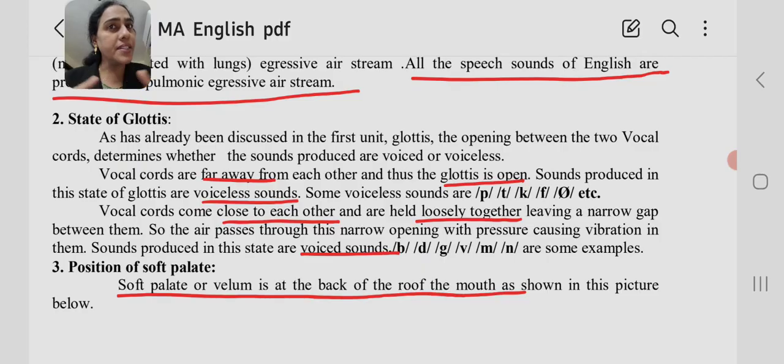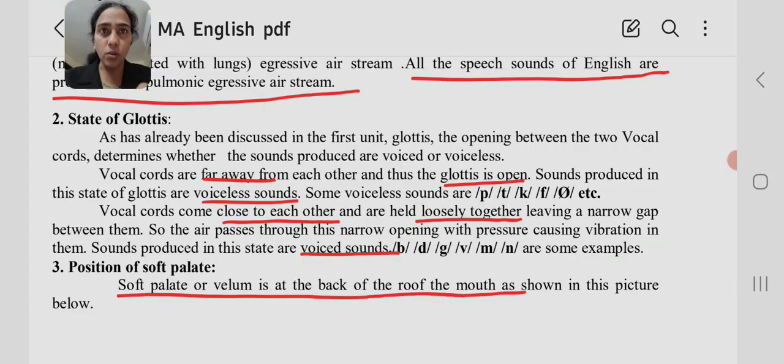In all these sounds, you could see some vibration at your Adam's apple when you say them. Such sounds are called voiced sounds. The key point here is voiced sounds and voiceless sounds. Glottis open, vocal cords away from each other: voiceless sounds, no vibration at the Adam's apple.